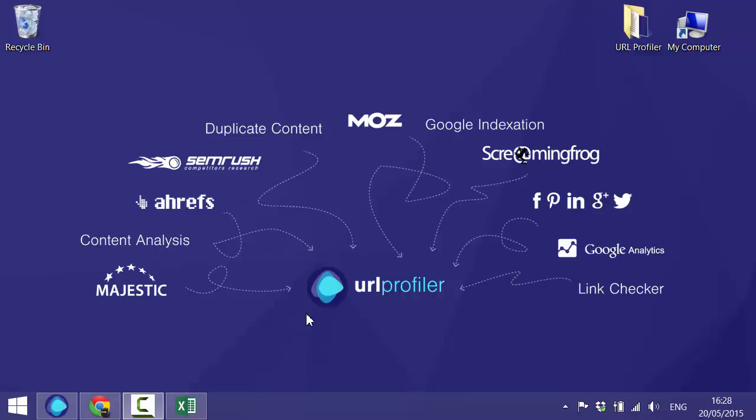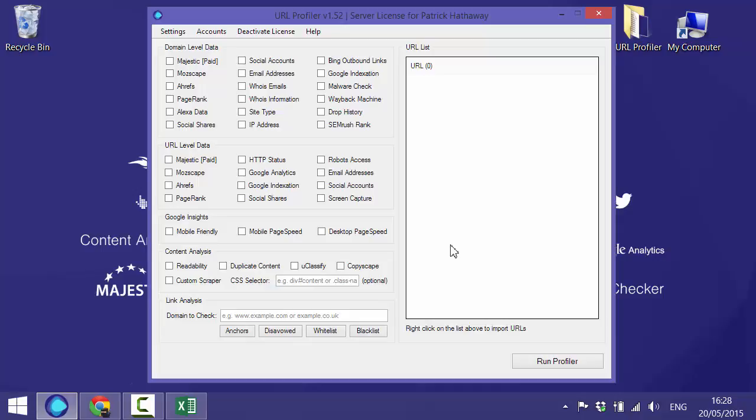In this video, I'm going to show you how to use the screen capture feature of URL Profiler to bulk screenshot thousands of web pages at a time. So we get started by opening the tool. And as always, we need to use the URL list to import URLs and then choose our options using the tick boxes on the left.